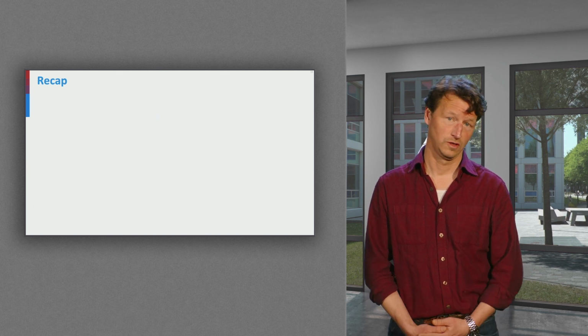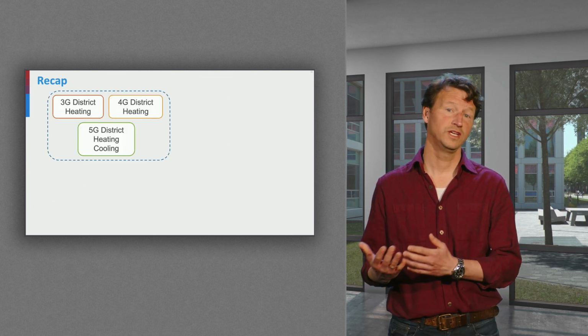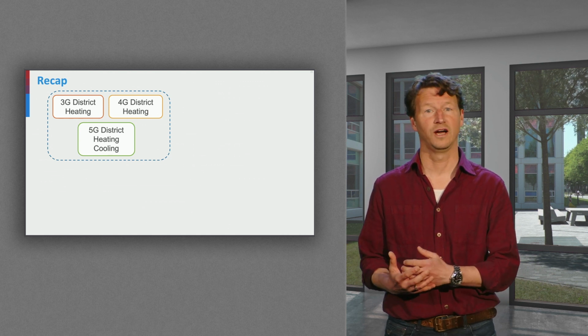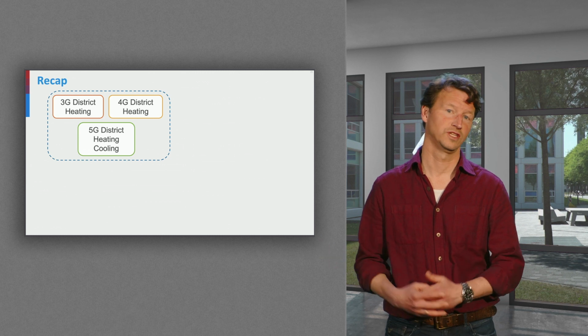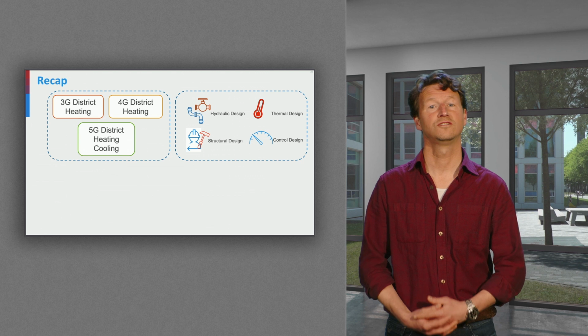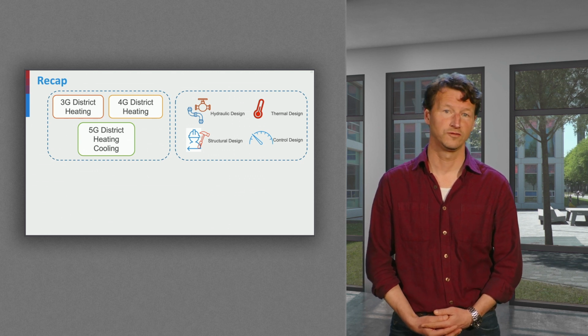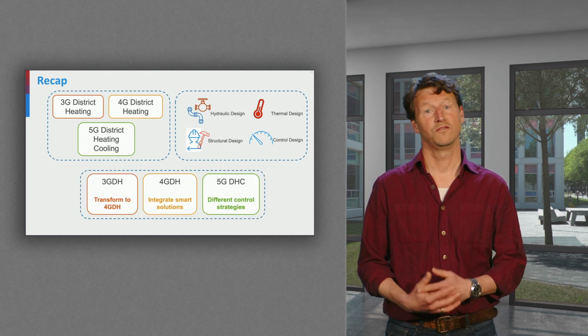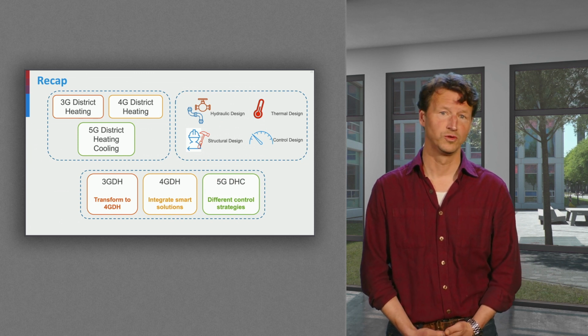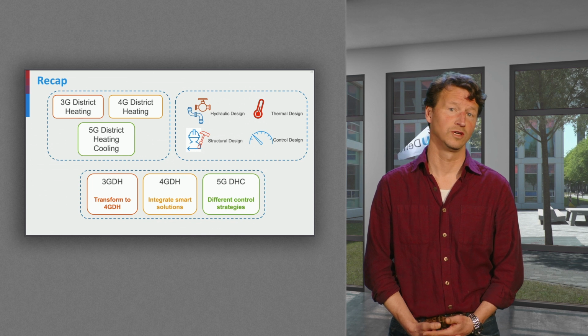In conclusion, we have talked about the generations of district heating and district heating cooling grids and highlighted differences between these generations. We have identified the four disciplines that are required for the design of district heating cooling grids. And finally, we have listed key design considerations for future-proof district heating and district heating cooling grids.